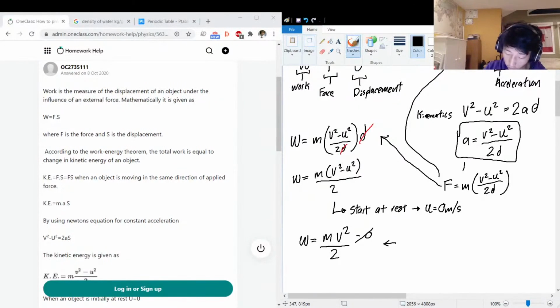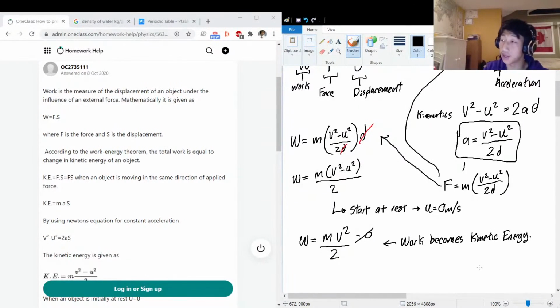So this work becomes kinetic energy. Okay, I'm applying a force, I'm giving energy to the system. Since I'm starting it at rest with u equals 0, however much I increase the velocity by, the amount of work I give is the same as how much kinetic energy that it gains.